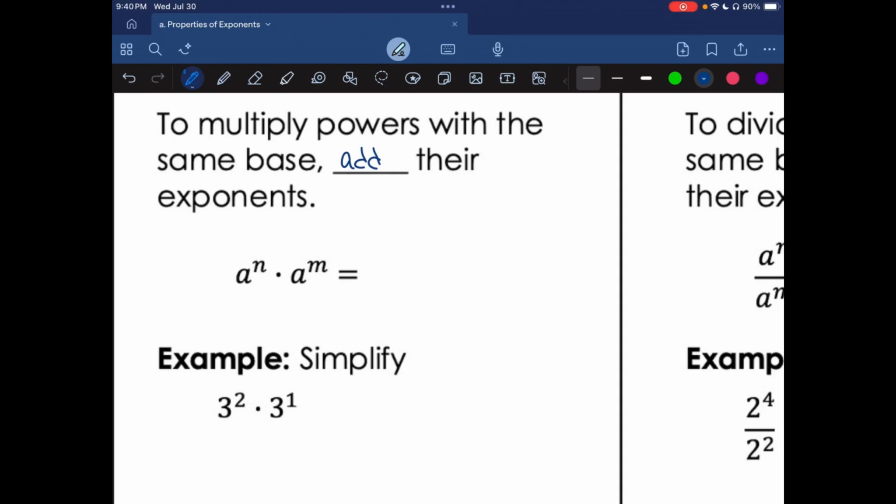So it's always like whatever's going on with the bases, it's one less sophisticated operation in the exponents. So here we've got 3 squared times 3 to the first. Well, that's going to be the same as 2 plus 1, which is 3 cubed, or 27.